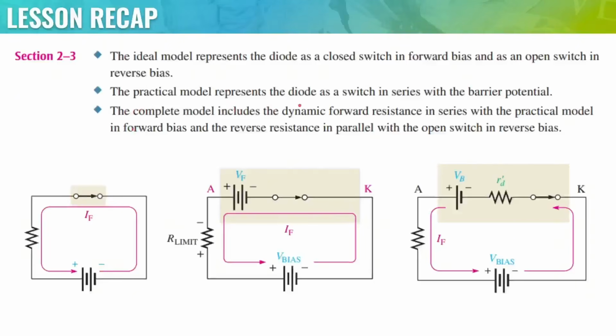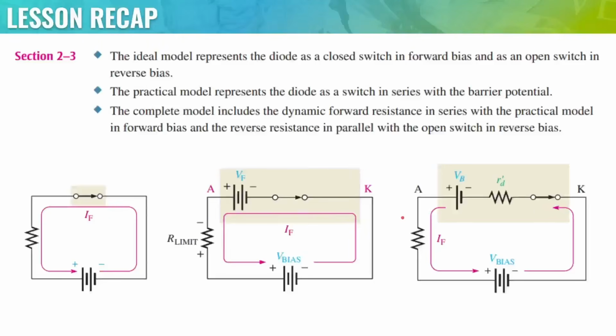The practical model represents a diode as a switch in series with the barrier potential. So the barrier potential is similar to a voltage drop. Typically, for silicon it's 0.7 and for germanium it is 0.3. If we have the node voltages, this is V sub A, or the voltage at the anode, and this is V sub K, the voltage at the cathode. So you can expect that here at A it will be higher, and here at K it will be lower.